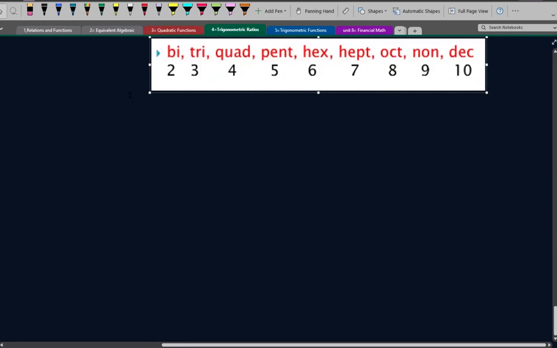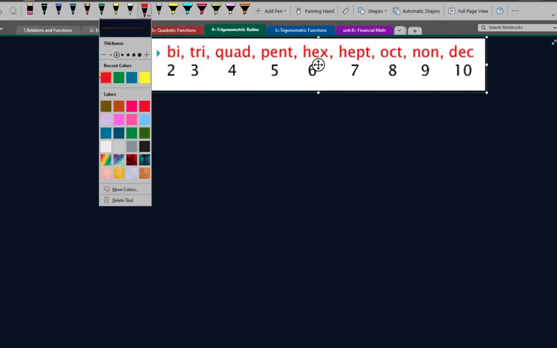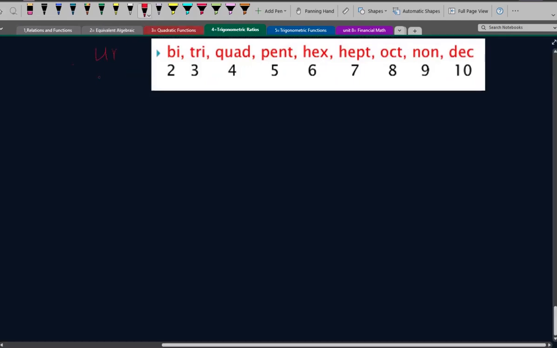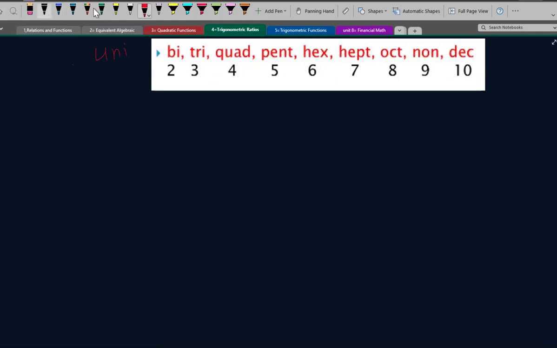And I think the last one I need to add is uni. Uni means 1. That's the missing one. So uni means 1, bi means 2, tri 3, quad 4, penta 5, hexa 6, hepta 7, octa 8, nano 9, and deca 10.